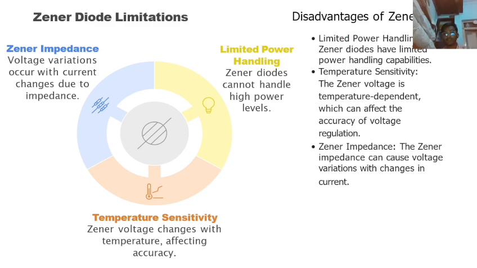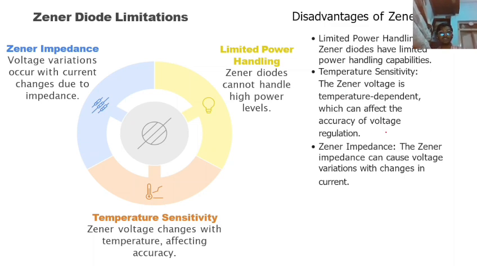Disadvantages of Zener diode. Limited power handling. The Zener diode has limited power handling capability. At higher voltages, the Zener diode will break down and be damaged. Temperature sensitive. The Zener diode is temperature dependent, which can affect the accuracy of voltage regulation. When we increase the voltage, power is dissipated, and by the power dissipation, the temperature increases. So the Zener diode cannot withstand high temperature.